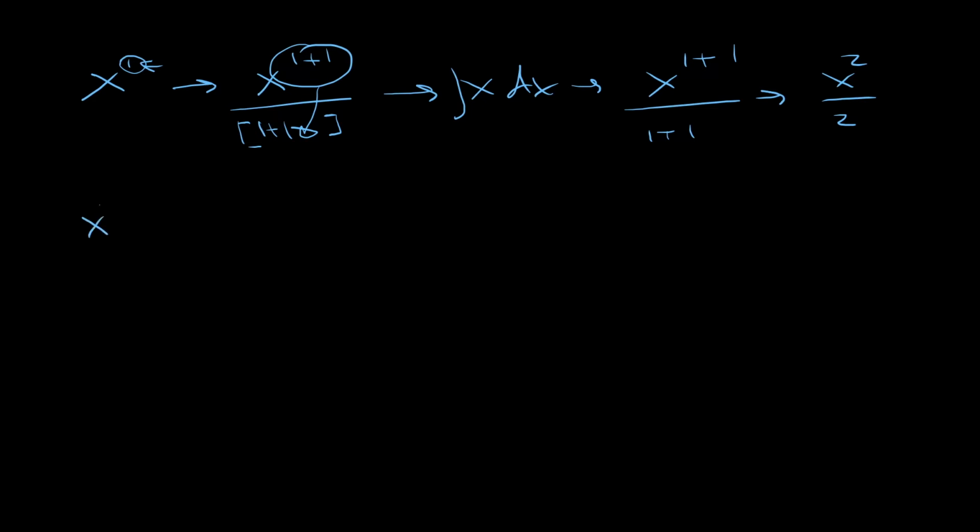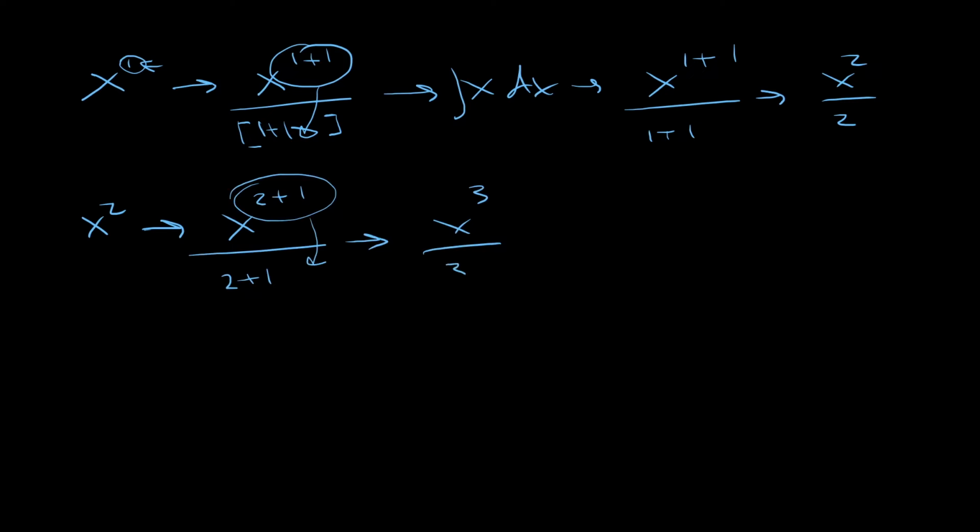So let's say now we have x squared. By the same token, we're going to do the same thing. So for x, we have exponent 2, so 2 plus 1. All we have here goes down here, so 2 plus 1. So the result is x to the 3 over 3.